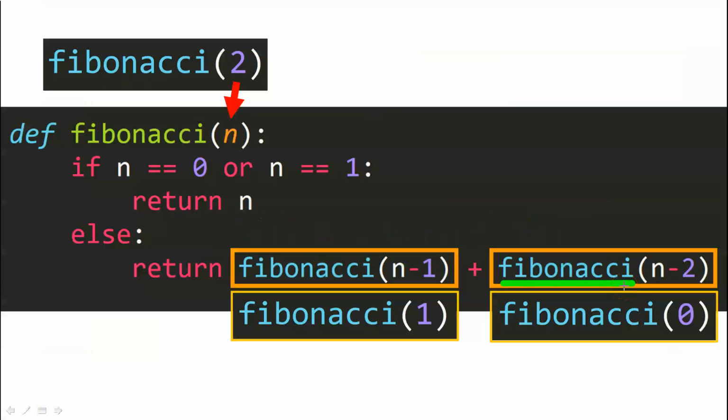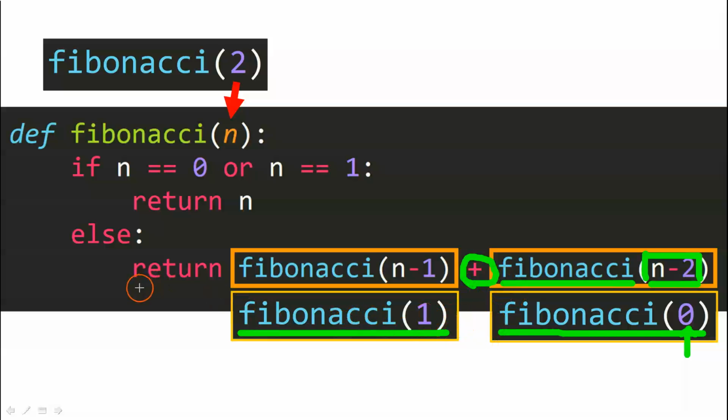Then, right here to the right, we find another recursive call. This time, we are passing n minus 2 as the argument. n is equal to 2. So, n minus 2 is equal to 0, the argument that we can see right here. So we are going to start these two function calls, and then we are going to add the values that they return.